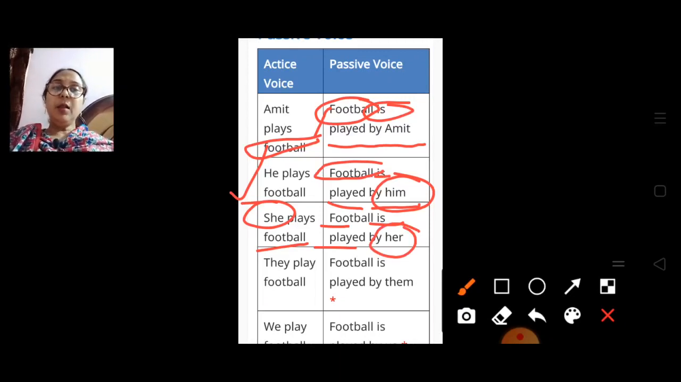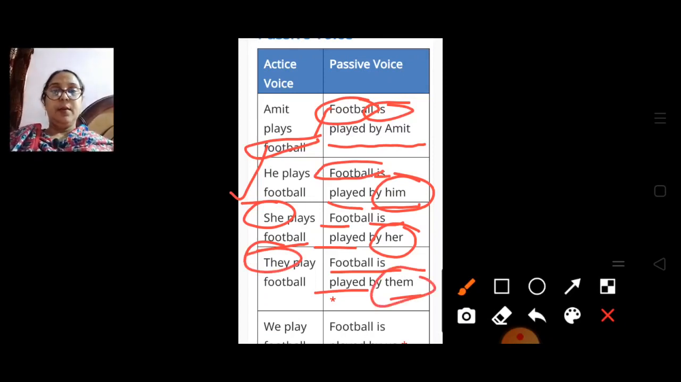They play football, in the plural form. Football is a singular object, that is why football is played by them. They is here, so it will become them.